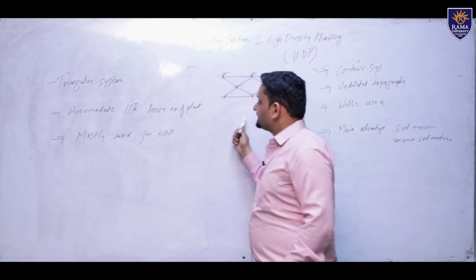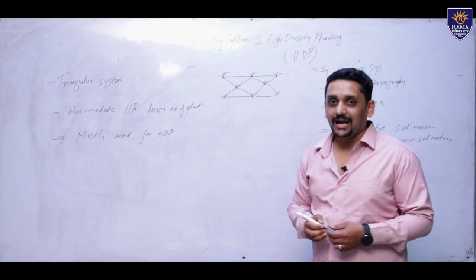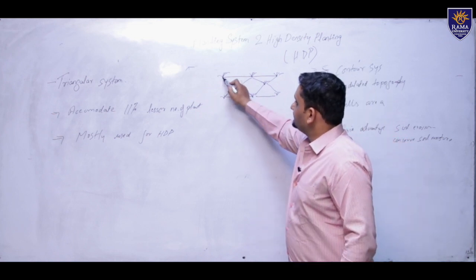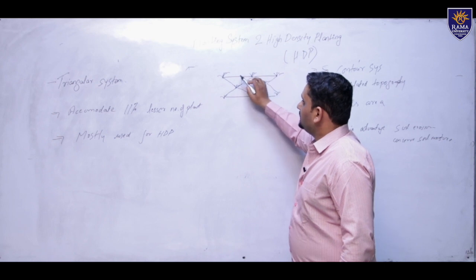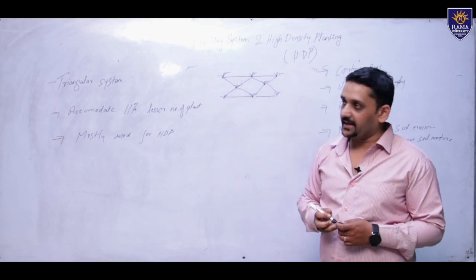So, you can see that this type of diagram, this type of planting, is known as the triangular system, because it is like an equilateral triangle. It looks like an equilateral triangle, the plants are planted like an equilateral triangle.